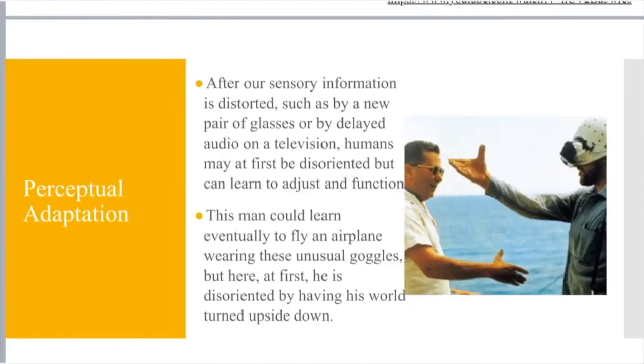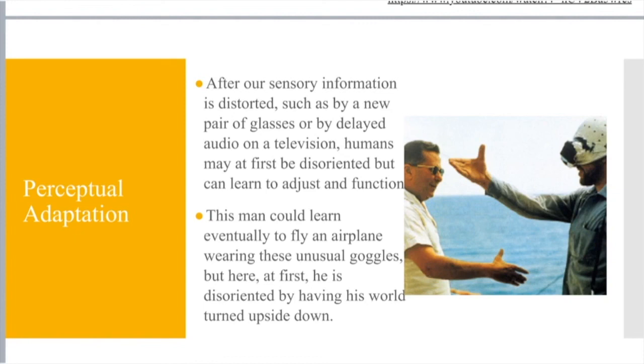So the last piece of the puzzle here is this idea of perceptual adaptation. Over time, if our perceptions are being manipulated, we are able to adapt to that change in perception, right? After our sensory information is distorted, such as by a new pair of glasses or by delayed audio on television, humans may at first be disoriented, but can learn to adjust and function. On the right here, this guy is a fighter pilot, and he's wearing goggles, not drunk goggles, but similar in that they shift things.